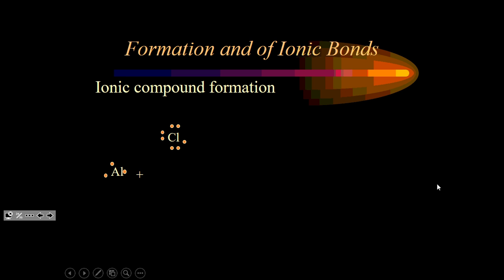Now remember, you're stable when you're like your nearest noble gas. If you look at where chlorine is, it can gain 1 to look like argon, or it can lose 7 to look like neon. It's a whole lot easier to gain 1. So when aluminum gets together with chlorine, chlorine is perfectly happy to take electrons from the aluminum. But the thing is, chlorine is only going to take 1, and then it's full.